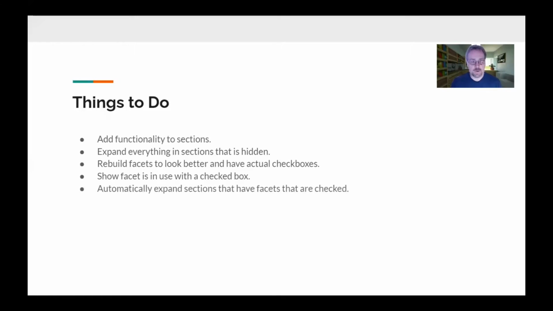And then we'll automatically expand sections that have facets that are checked. So we're going to try and condense everything so we're not having to scroll a lot, but we don't want to have to search for the things that we have selected and figure out what we've already done. And then we're going to add a spinner to show that Koha is thinking, so you can actually know that you've clicked on something.